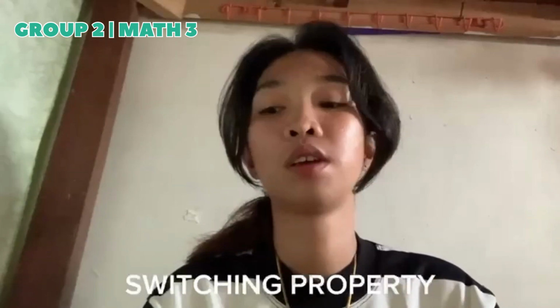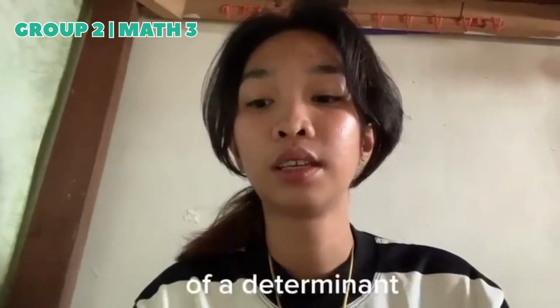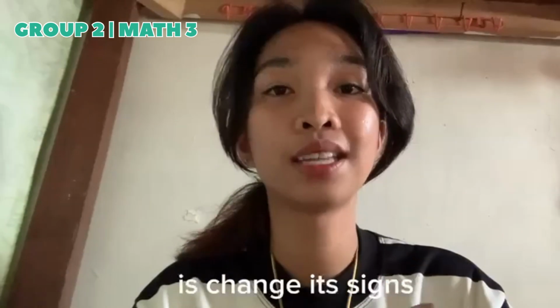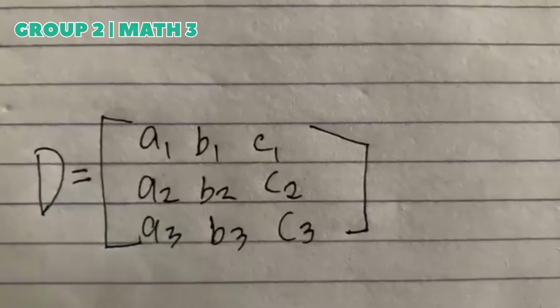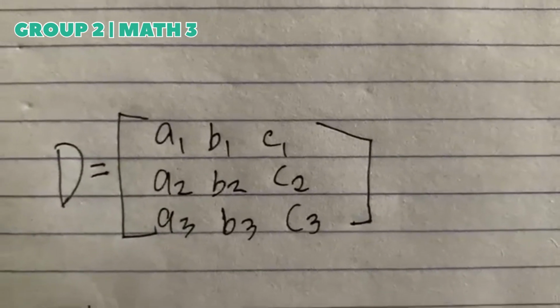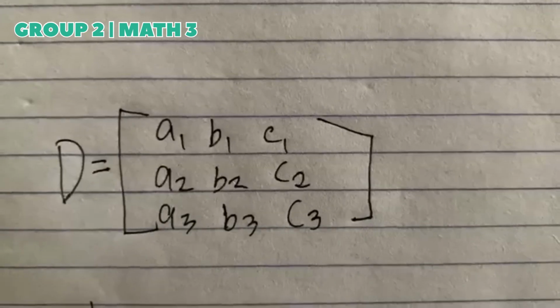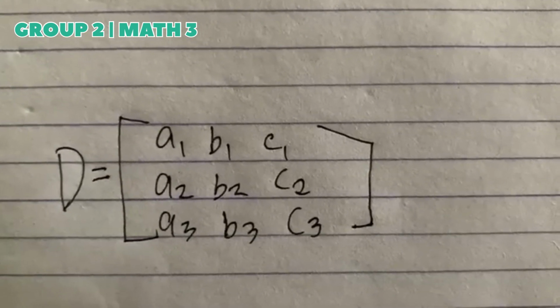So today we're going to discuss another property, the switching property. It means that the interchange of any two rows or two columns of a determinant changes its sign. For example, we have here a matrix A1, B1, C1, and A2, B2, C2, then A3, B3, C3. So this is a matrix.